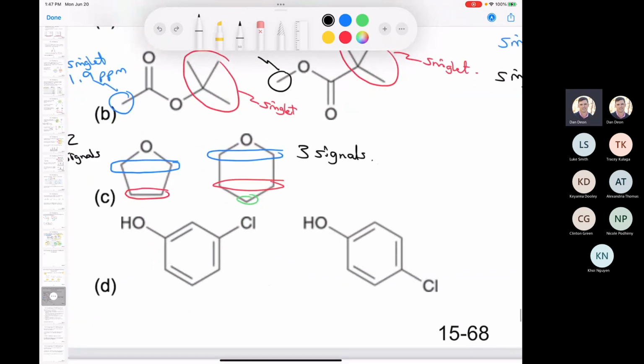I'm just going to go... I'm not going to stop recording right now. I'm just going to go grab a quick drink of water. I'm going to let you guys sit on this one for a second. See if you can determine how you would differentiate between the two compounds in D. I'll give you a second.